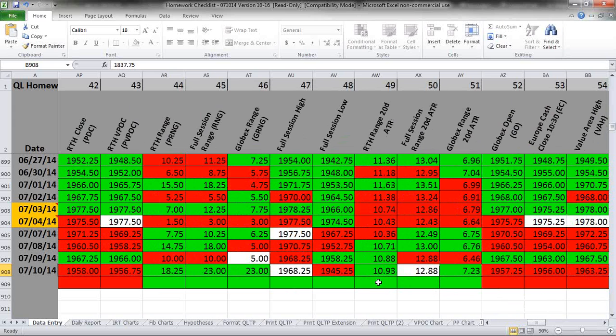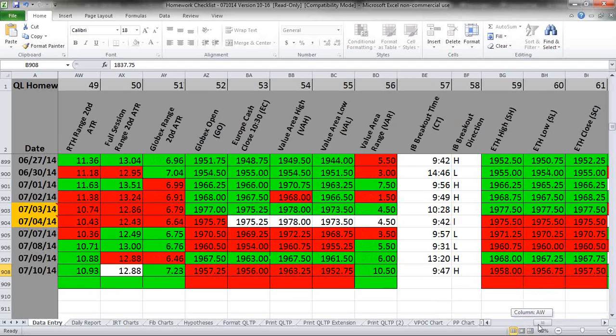20-day ATR targets are running just under 11 on the RTH, just under 13 on the full session, and just under 7 1/4 on the Globex. And I just want to mark this 1288 as my 20-day.